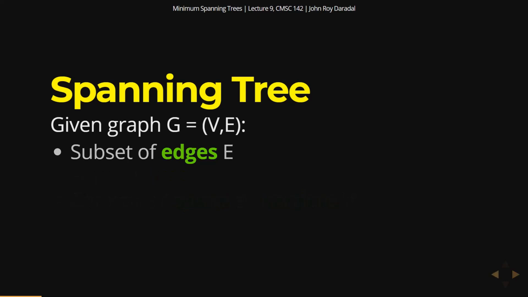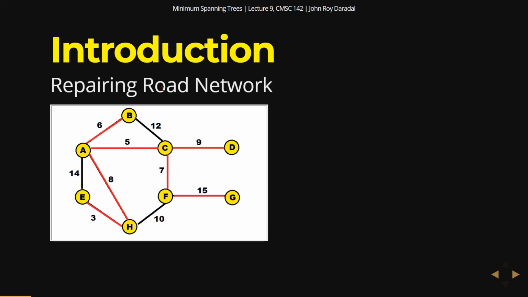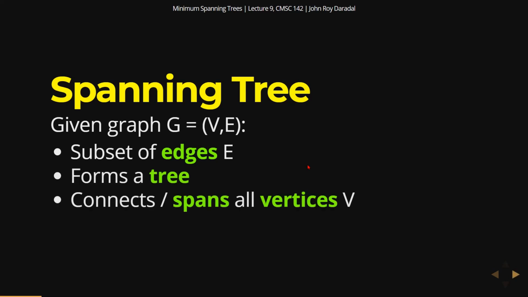So going back to our introduction example, we picked a subset of edges. So we did not pick all edges, okay. You could also pick all edges, but then some of them would be redundant, okay. So you only pick a subset of edges that connects all of the vertices. So all vertices are covered by at least one edge. So you'll notice all of them are connected through the edges that we picked. Okay, so that is the idea for a spanning tree.